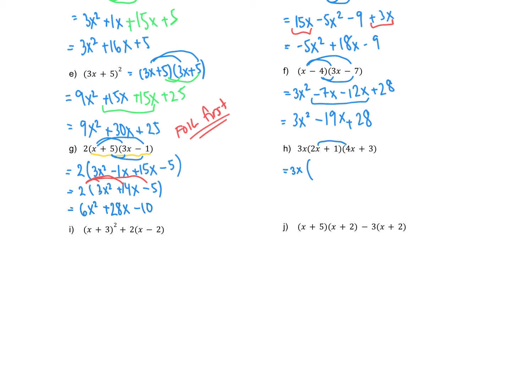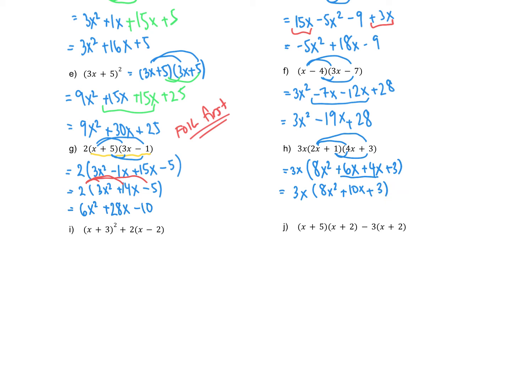So 2x times 4x, so 2 times 4 is 8, and x times x is x squared. 2x times 3, 2 times 3 is 6, then the x. 1 times 4x is 4x, and 1 times 3 is 3. I'm going to collect first, so I keep the 8x squared, but then we have 6 plus 4x's, that's 10 in total. And now we're going to bring the 3x in.